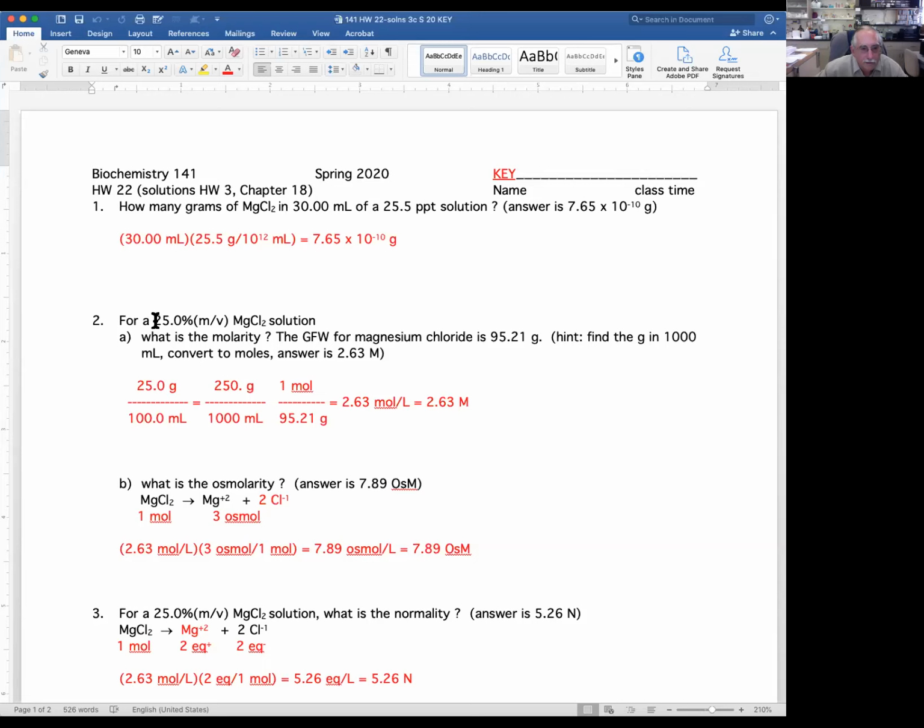So for a 25% mass per volume solution, what is the molarity? Okay, so I got 25 grams in every 100 milliliters, right? That's the same thing as 250 grams in every 1,000 milliliters, which of course is a liter now. And what do I need to do? Convert grams into moles. So here's the molar mass, or the gram formula weight. So that gives me 2.63 moles in every 1 liter of the solution.